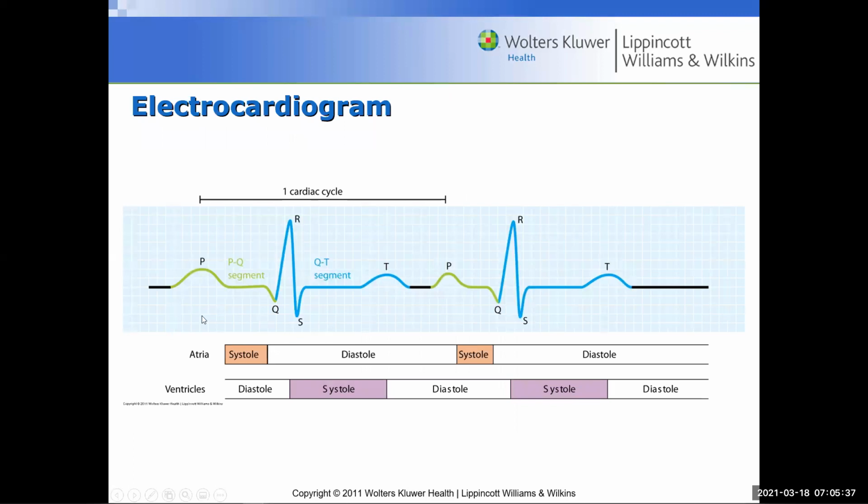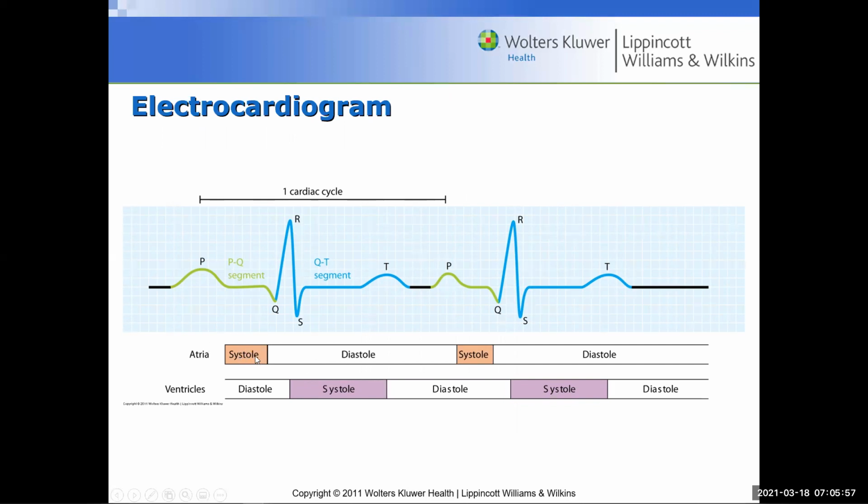So this is just showing an electrocardiogram. An electrocardiogram is a measure of the electrical activity associated with the heart itself. Different electrodes are placed around the heart and they record the electrical activity of the heart. Very important to take note here in terms of the electrical activity.